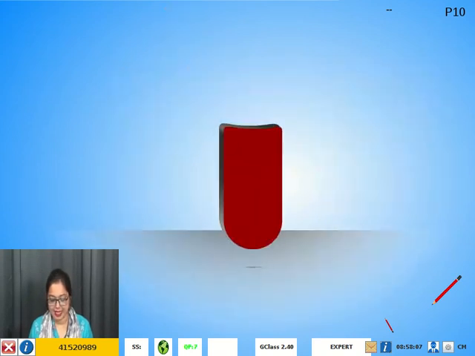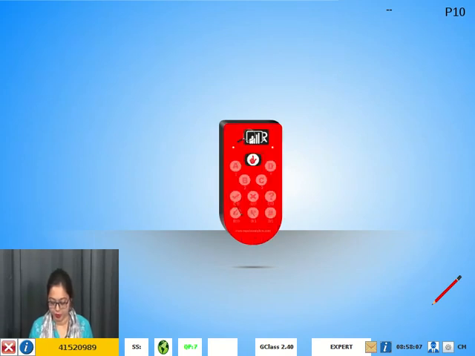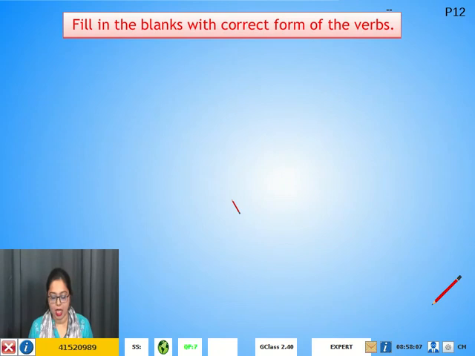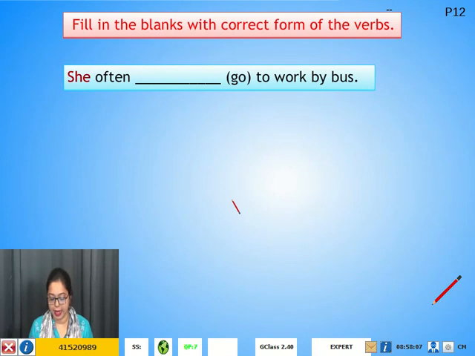Great. Next you see there are exercises of filling the blanks with the correct form of verbs. She often dash go to work by bus. Can you fill in the blank? Go is there. Along with go it will be ES, since she is there, we use S or ES with the verb. Since go is given in the bracket, it will become goes.